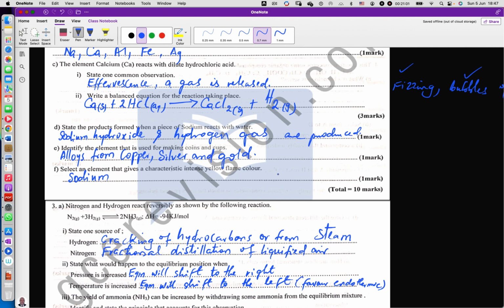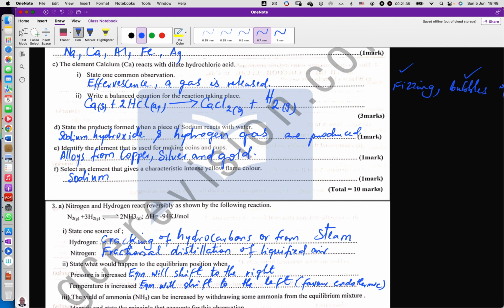So when a piece of sodium reacts with water, the products formed will be sodium hydroxide and hydrogen gas. Remember, I said a hydrogen gas is also released in the course of the reaction. So there are two products, sodium hydroxide and hydrogen gas.